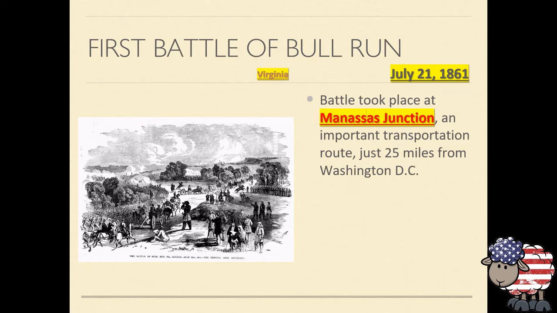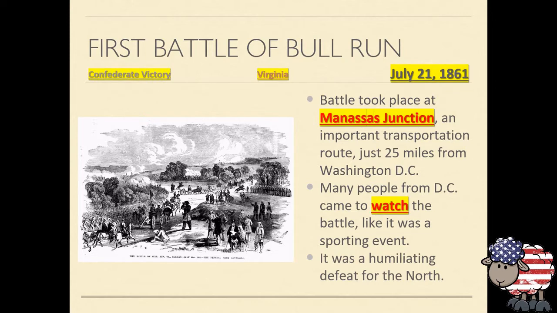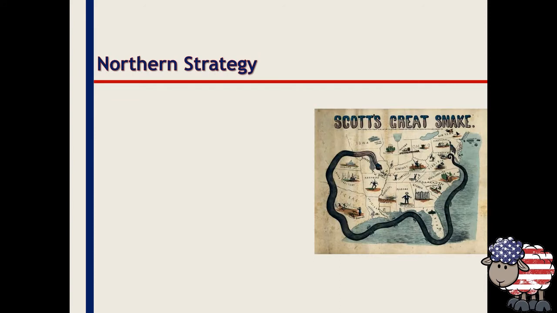Now, many people in the early stages of the Civil War came out to watch the battle take place like a sporting event. Little did they know that they would be overrun and have to scurry away as the battle raged on. The First Battle of Bull Run resulted in a Confederate victory. So initially, the South has 2 big victories to start off.